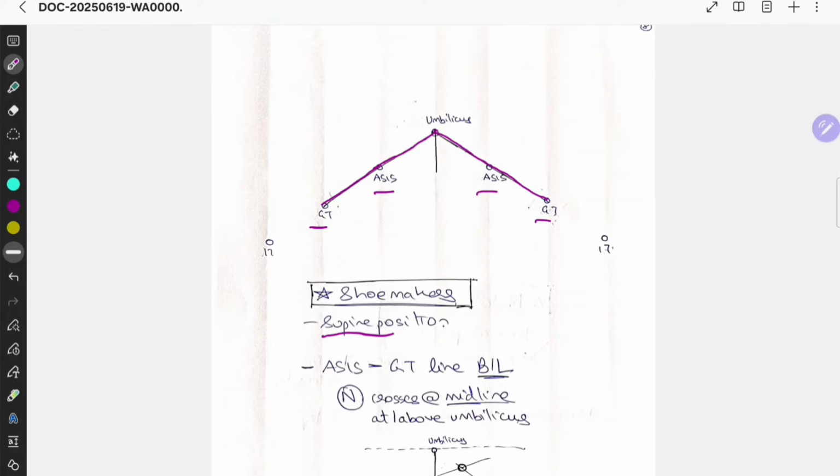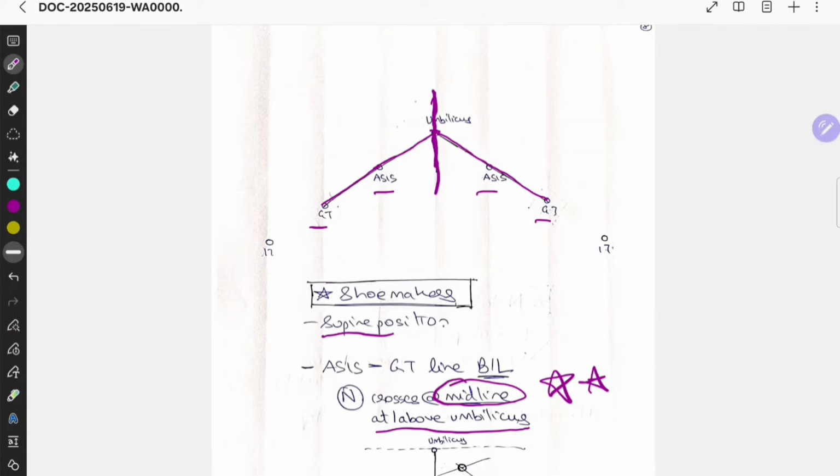And normally, when both hips are not affected, the anterior superior iliac spine to GT line crosses at the midline and at or above the umbilicus. Okay, so that is the normal condition. As you can see in the figure, both the lines are crossing at the midline and at or above the umbilicus.